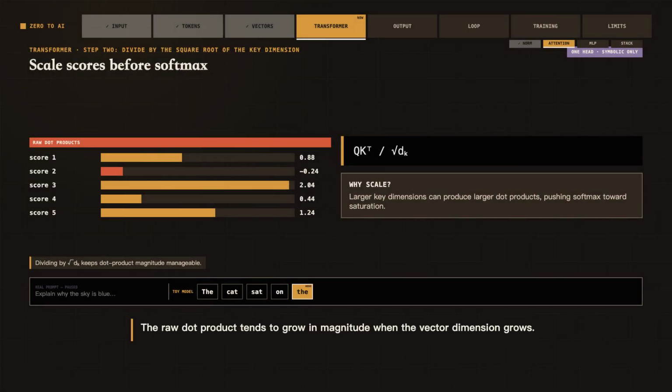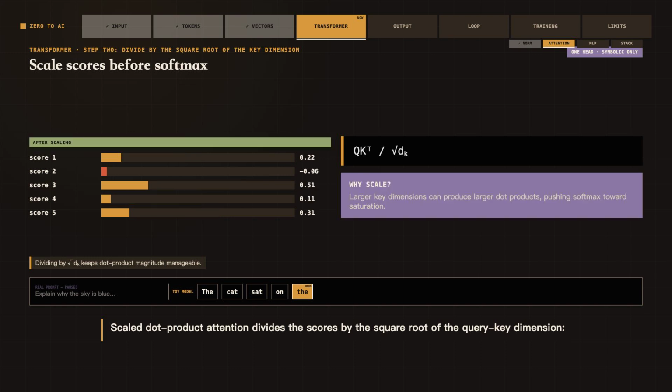The raw dot product tends to grow in magnitude when the vector dimension grows. Very large inputs can push softmax into regions with extremely sharp probabilities and small gradients. Scaled dot product attention divides the scores by the square root of the query key dimension. The scaled score matrix is QK transpose divided by the square root of DK. This is not a learned operation. It is a fixed scaling built into the attention formula.